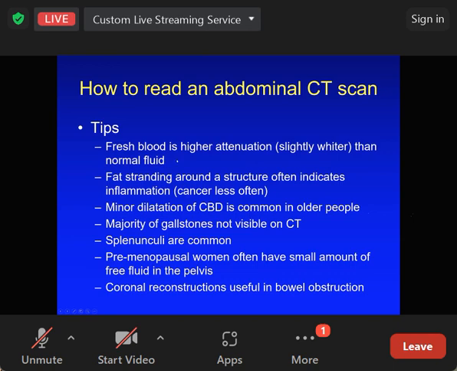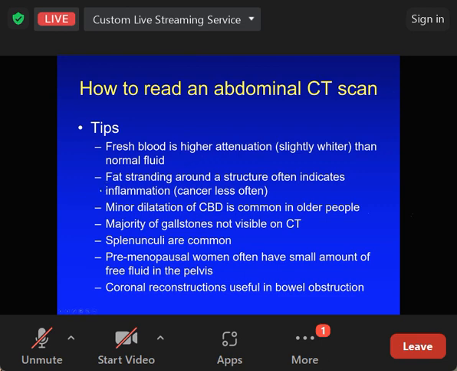Few tips. It's much easier looking for fresh blood on a head scan than it is on an abdominal scan, because we can use narrower windowing on a head scan for technical reasons. So on a head scan, fresh blood is very easy because it looks white. In the abdomen it will look whiter than ordinary fluid, but you've just got to look slightly harder. So you can distinguish fresh blood from normal fluid.